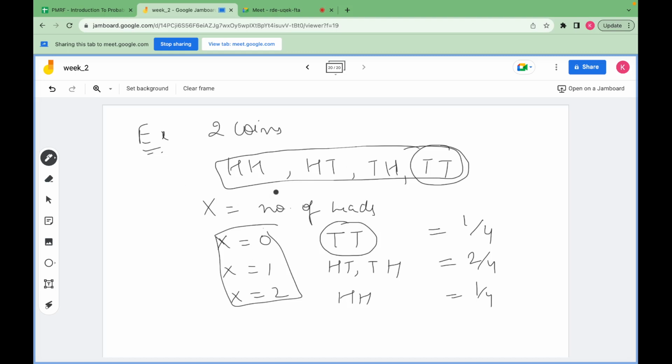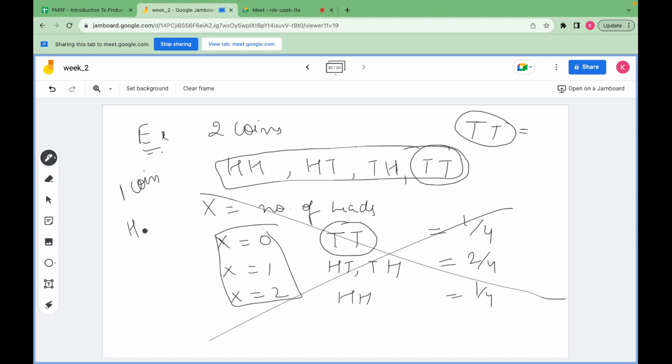Forget about this thing for once. Just look at the state space that we have. If we toss 2 coins, the possible outcomes are head-head, head-tail, tail-head, and tail-tail, right? Now what is the probability that you will get the outcome tail-tail? How 1 by 2? Here we are tossing 2 coins, we are not tossing 1 coin. When we toss 1 coin, the probability of this is 1 by 2 and of this is 1 by 2, right?